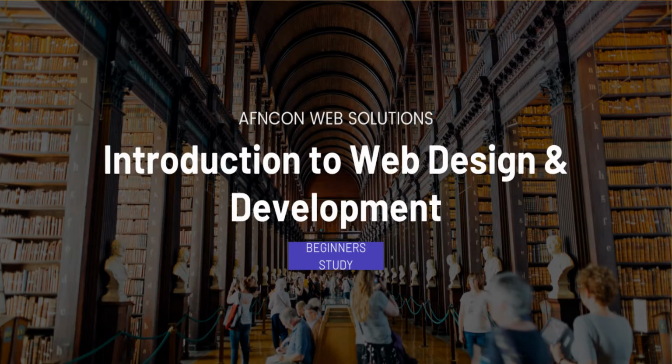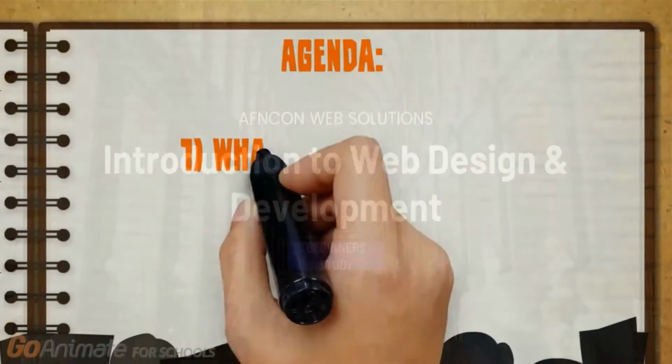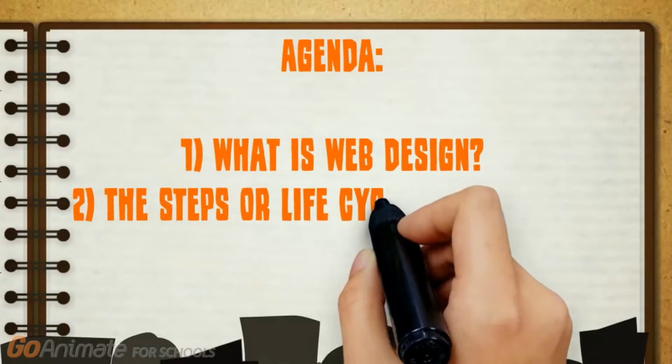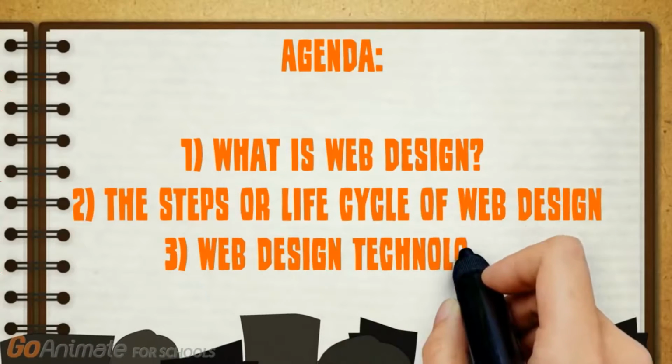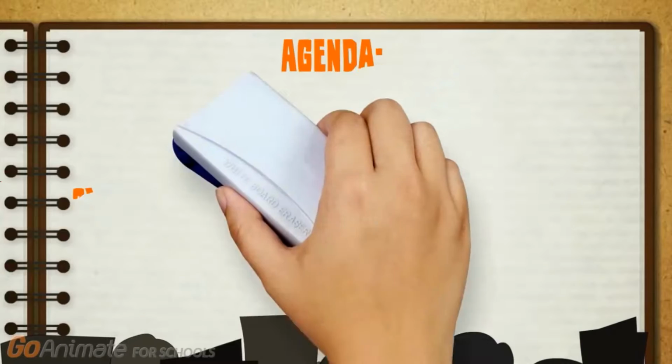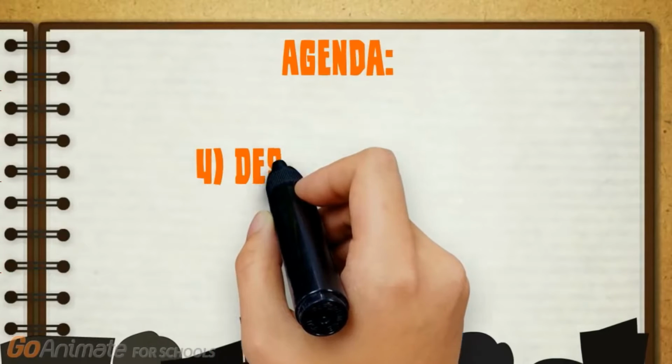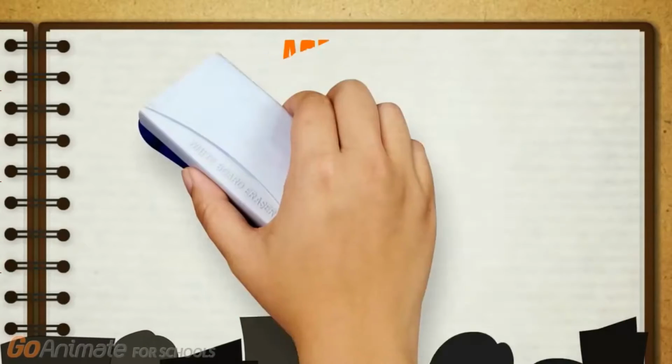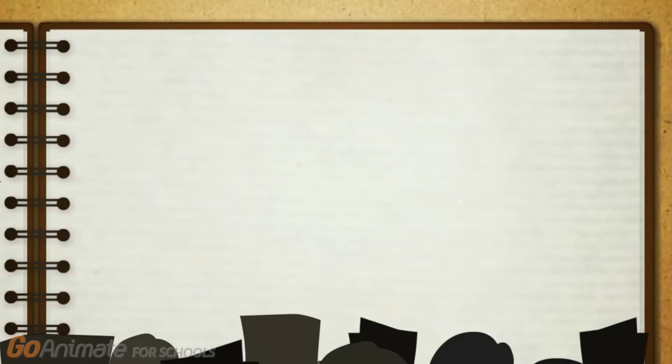First, we will learn what is web design. Second, we will learn what is the process of web design, the steps or life cycle of web design. Third, we will see which technology can be useful in web designing. Finally, we will conduct a web design workshop. We will be happy to help your team.